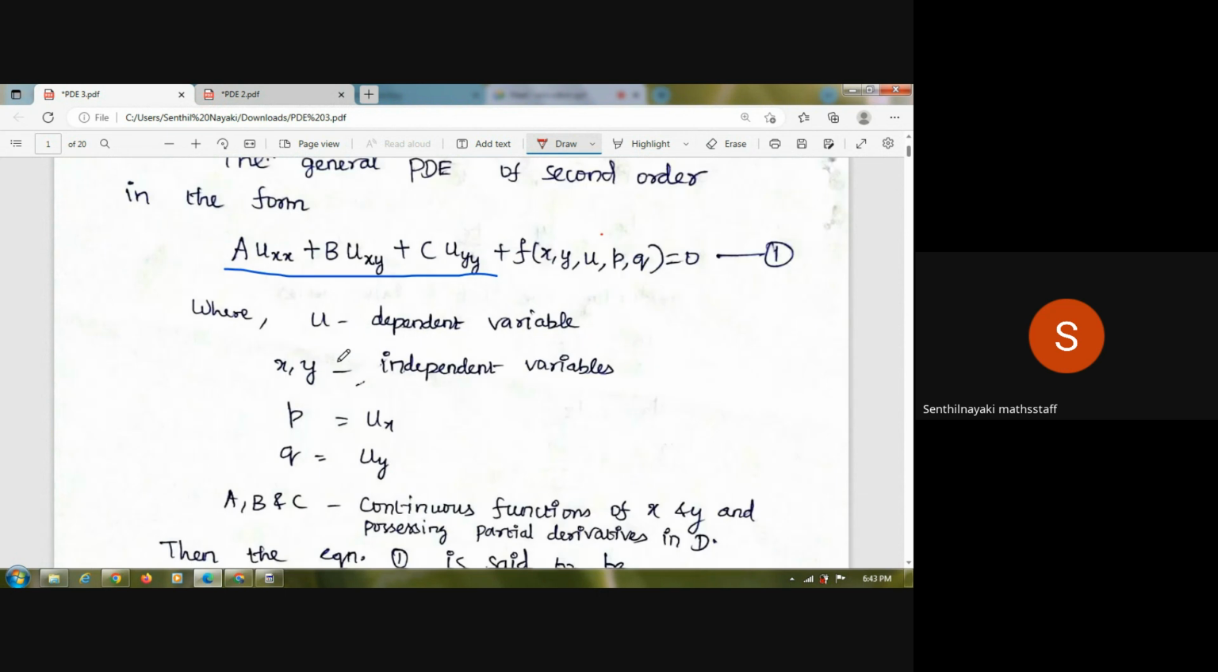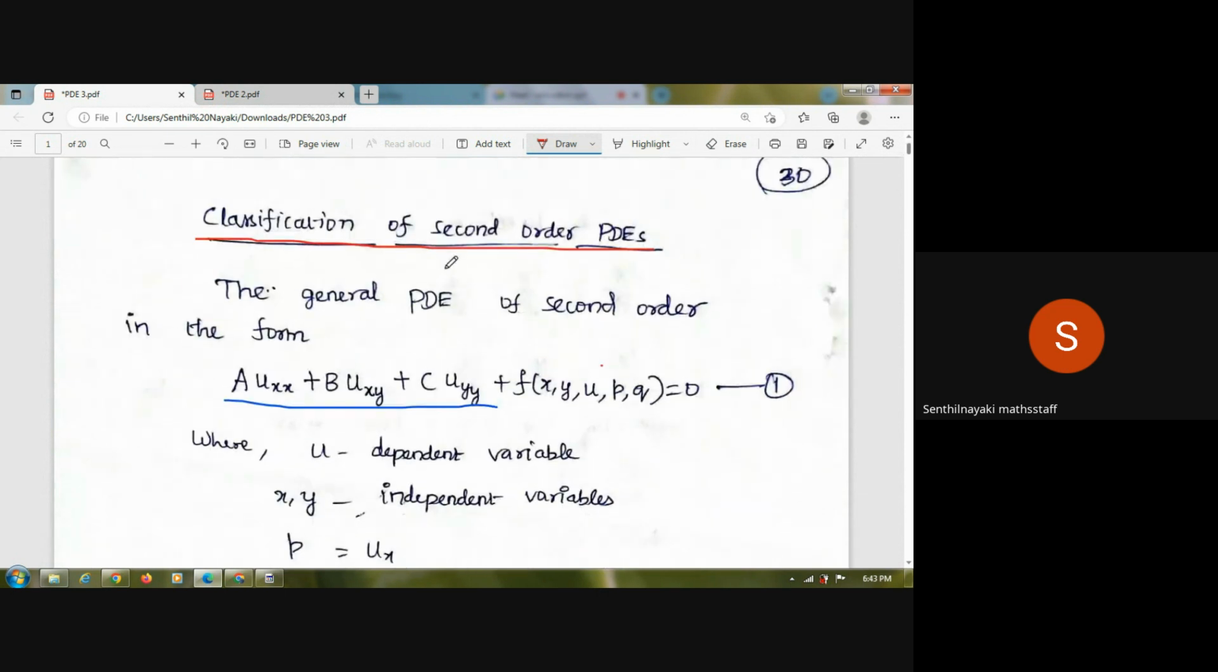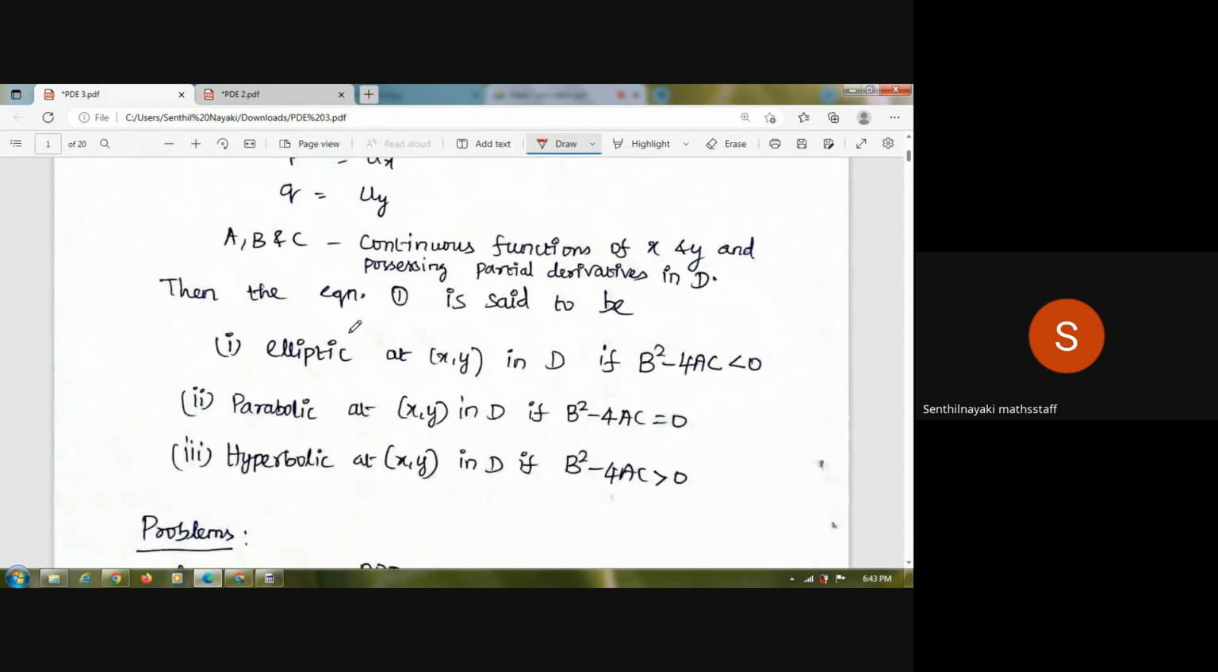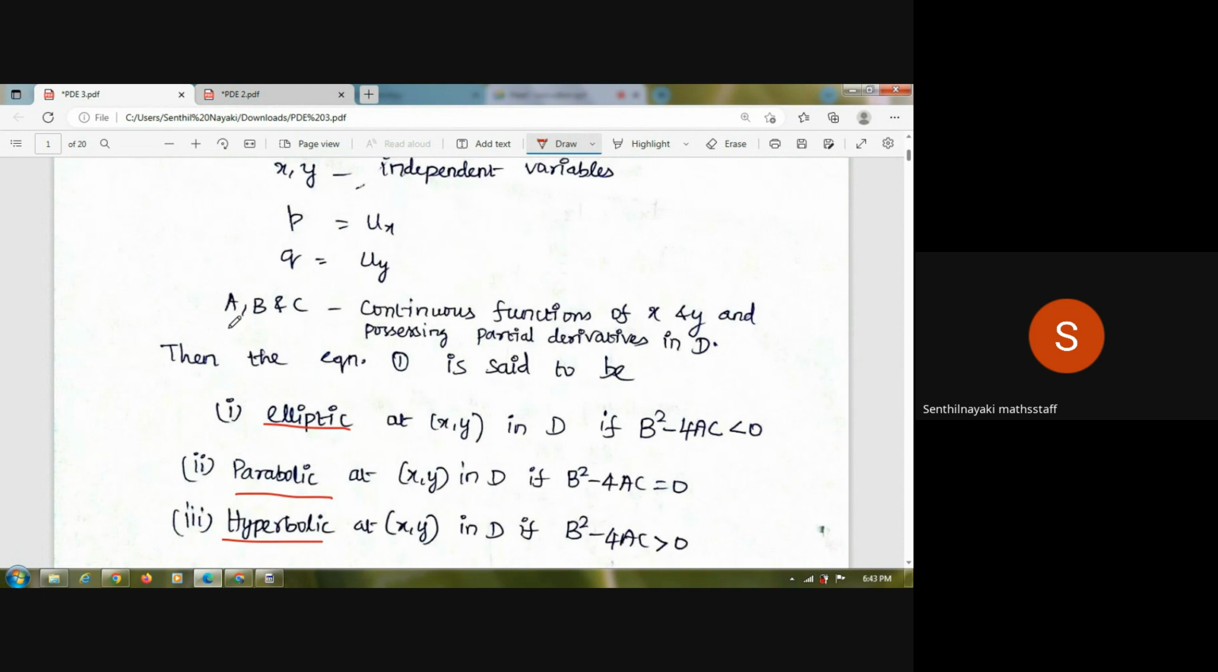So classification means we have to discuss the type of PDE, that is, it may be elliptic or parabolic or hyperbolic. So if it is elliptic means we are finding the value of a, b, c from the given partial second order differential equation. After finding the a, b, c values, next we have to find out the discriminant value b square minus 4ac.